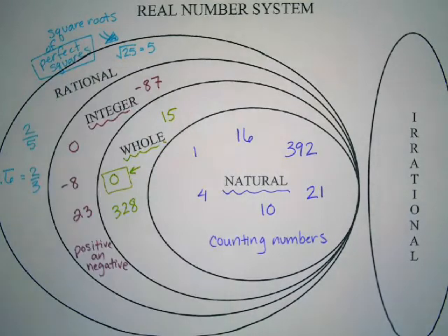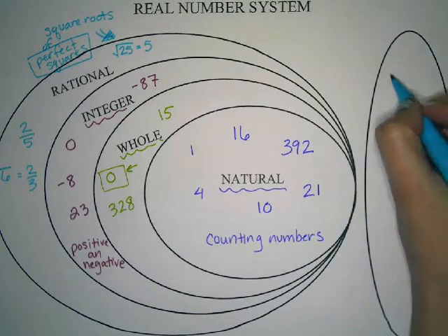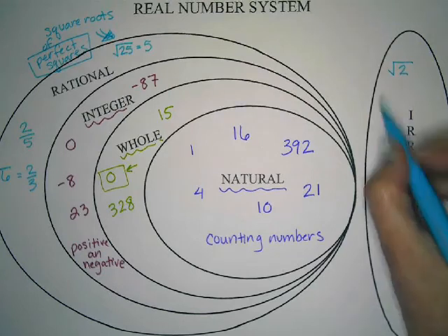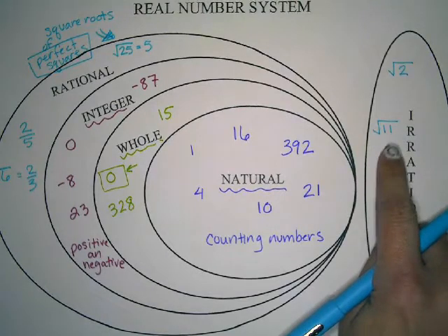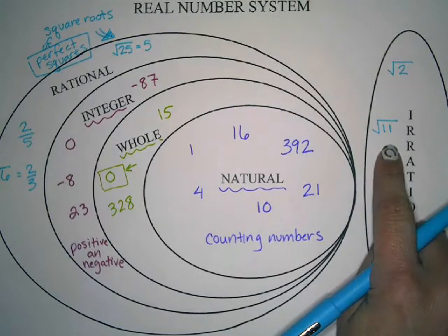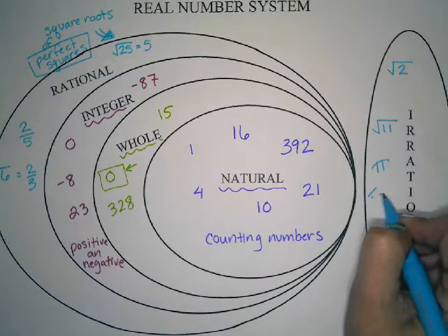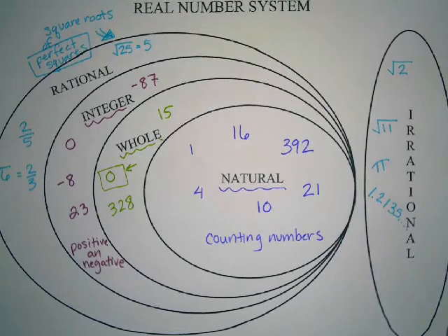That's what's important there. Because when you get over to irrational numbers, it's going to be a square root of anything that is not a perfect square. So the square root of 2, the square root of 11. Anything that is not a perfect square would go in irrational. We also talked about pi being an irrational number. Also decimals that do not end. So 1.2135 and it goes on. That would go to an irrational.